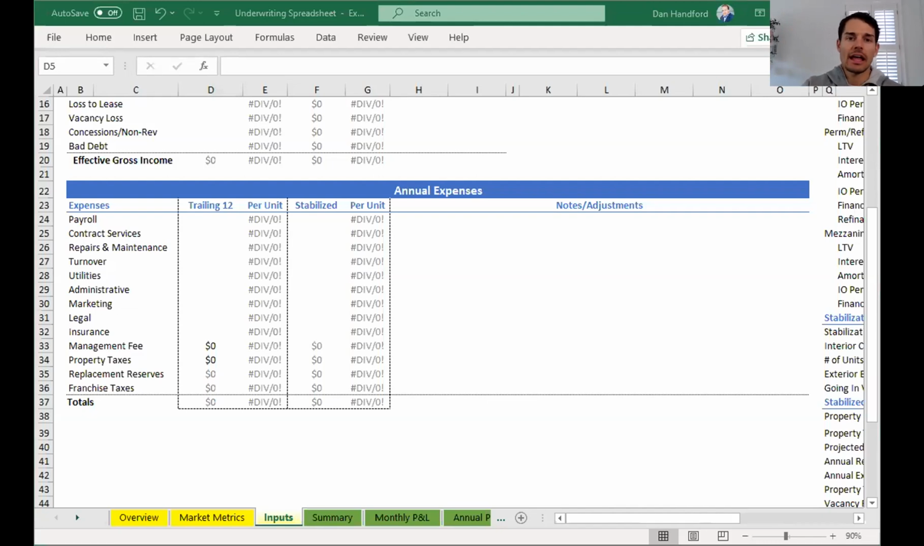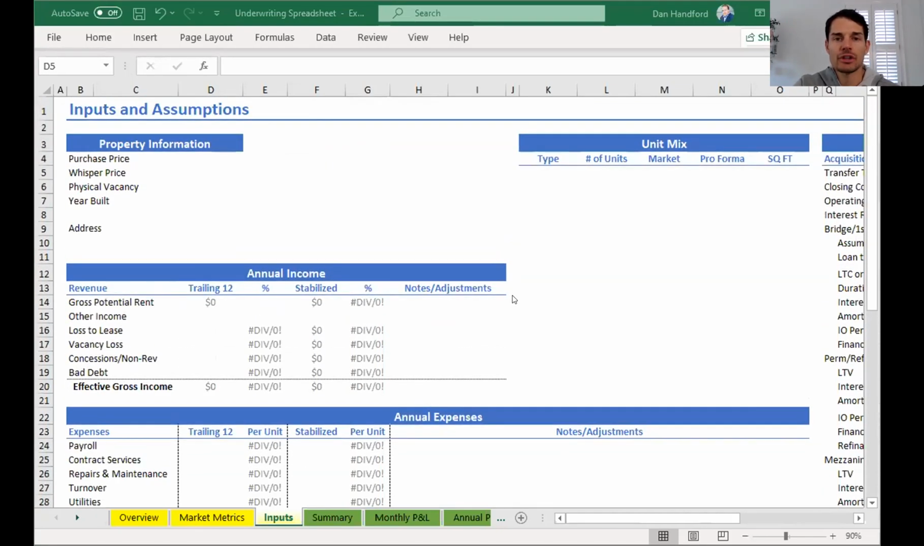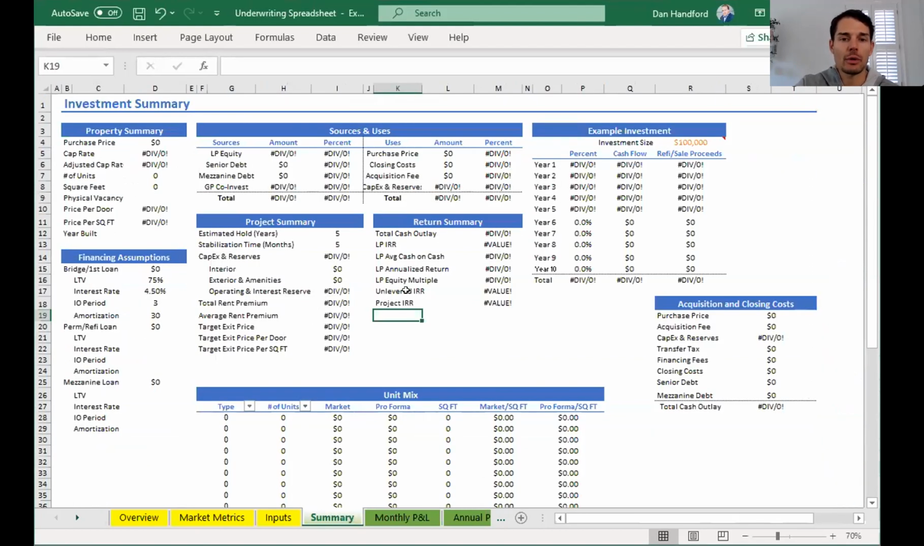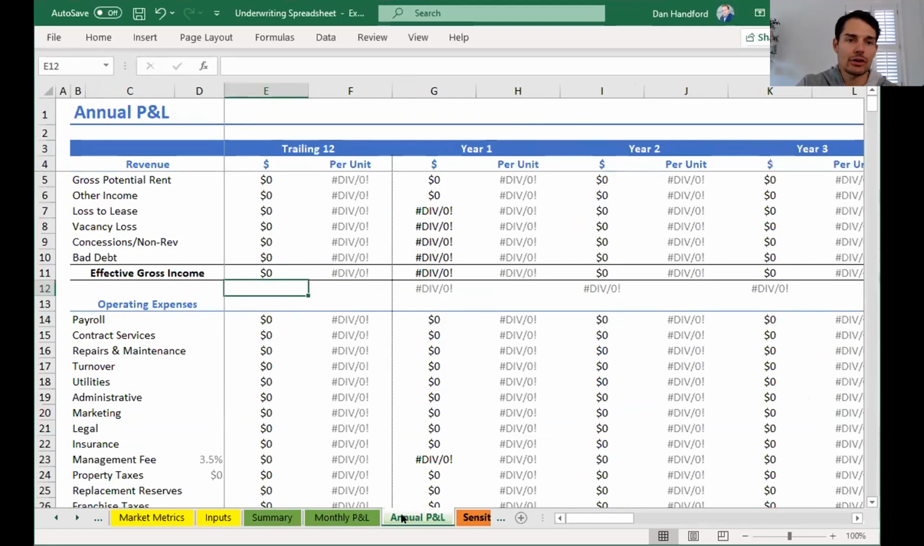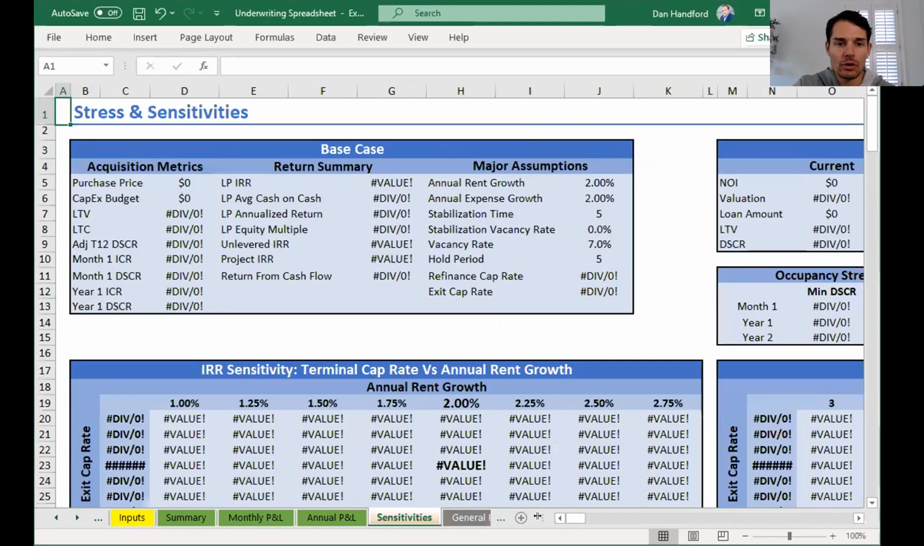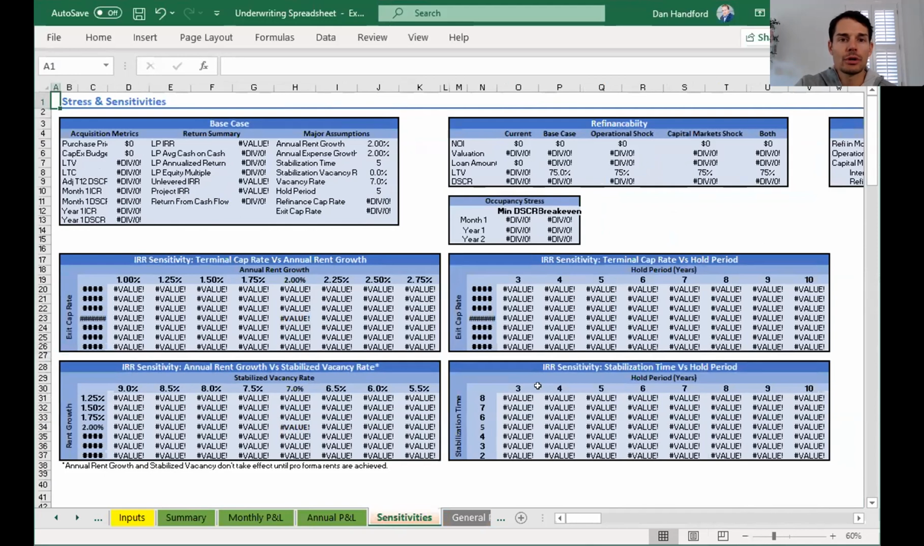And having an underwriting sheet like this one is very useful because there's only a few areas where you need to input and make updates to it. And then on your summary tab, you have all the summarized information right there at your fingertips to evaluate how the deal is doing. And so you can jump back and forth and then take a look at your monthly or your annual P&Ls and some of your sensitivity information here to see how the deal is going to perform in a stress tested environment.